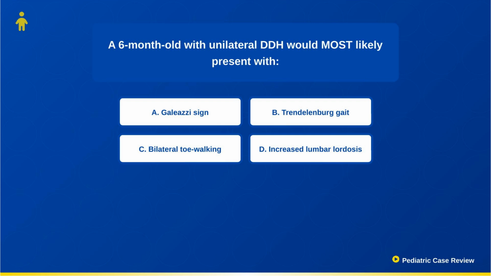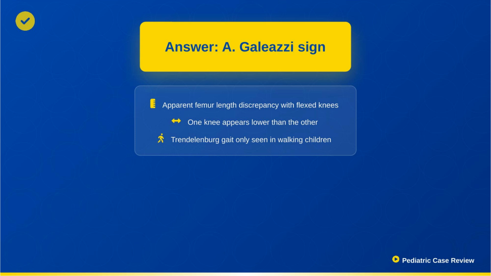A 6-month-old with unilateral developmental dysplasia of the hip would most likely present with which of the following? A. Galeazzi sign. B. Trendelenburg gait. C. Bilateral toe walking. D. Increased lumbar lordosis. The correct answer is A.